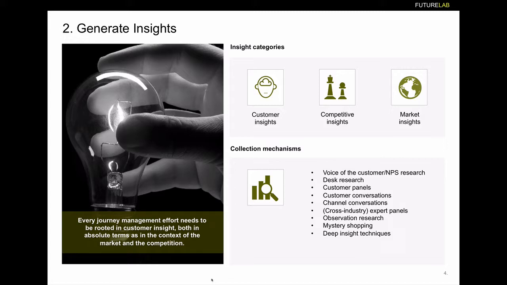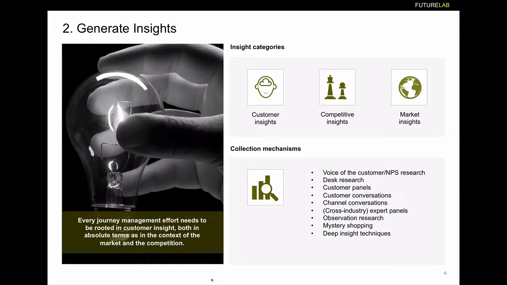And finally, there's market insights, which is where's the world going? What are the trends? Where's technology taking us? Where is demographics taking us? How's the economy going to evolve? All these elements, again, are key insight to use in further customer journey management, because essentially if the world changes, customers will change and the business will need to change.